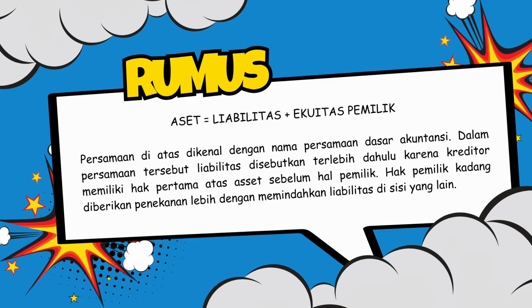Next, we have the formula of the basic accounting equation. Assets equal liabilities plus owner's equity. Liabilities are mentioned first because creditors have the claim to the company assets before the owner. Owner's equity represents the owner's right after all liabilities are paid.